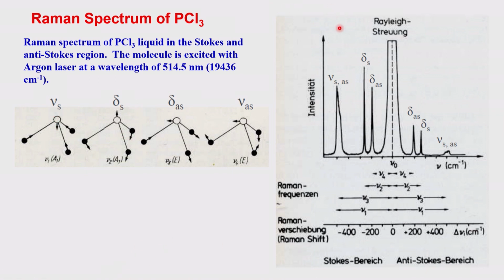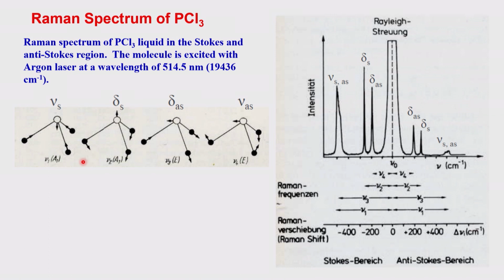Now you can see this is the Stokes region and this is the anti-Stokes region. You don't need to see both regions; seeing one is enough. The shift is with respect to nu 0. So there is the asymmetric delta, the symmetric delta, and then the symmetric stretch and asymmetric stretch coming almost close by, where you can see a little doublet. So you can see all these 4 Raman active vibrations of PCl3 here.